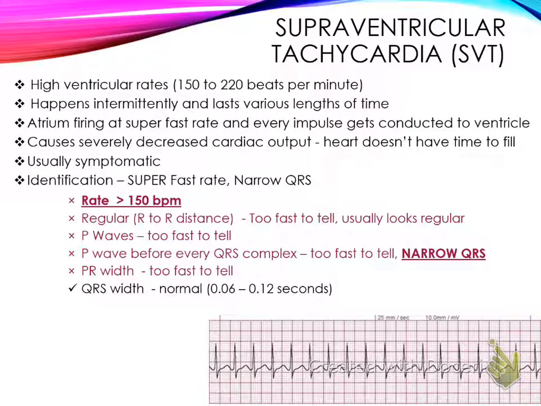I don't know if this is sinus or not. This does not have enough time to even show me. I don't know if that's a P wave or a T wave. I have no idea what this is. It's too fast. Anything greater than 150, we just shove into the SVT category. But it has a narrow normal QRS. So it could be sinus tach. It could be something atrial that got too fast. It's too fast to tell.